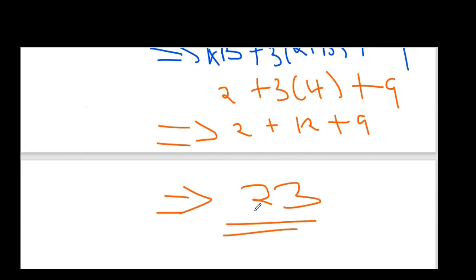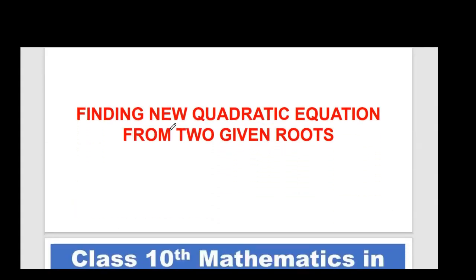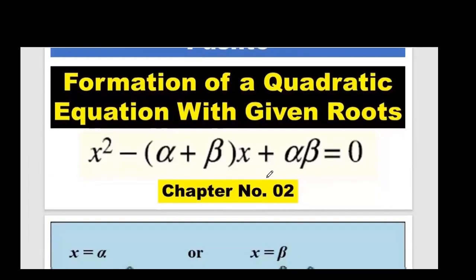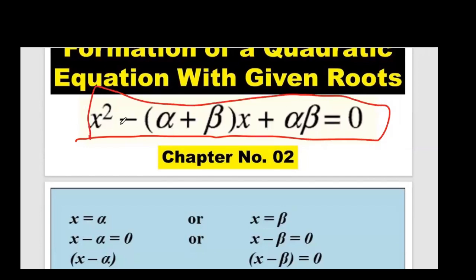After getting your product and after getting your sum, the new equation is always in this form. Let me go back to my notes: finding a new quadratic equation from 2 given roots. The new equation is always in this form, guys: x squared minus the sum of the roots times x, plus the product of the roots. This is always how the new equation is supposed to be shown.